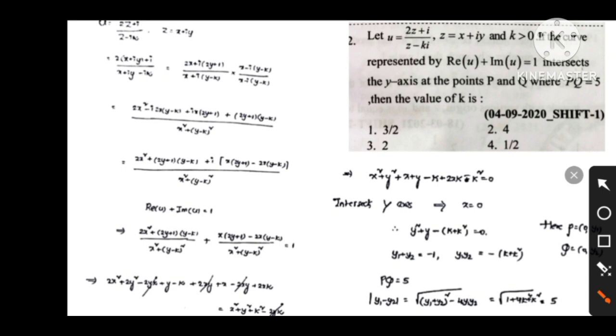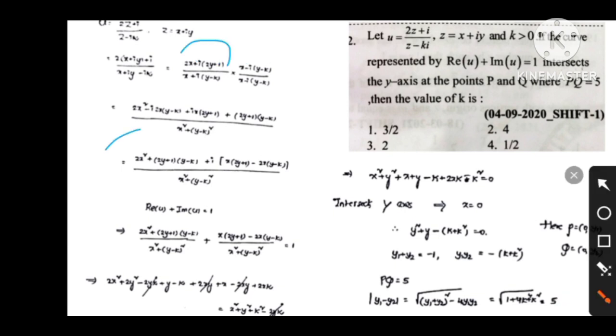Now in the next step, do the rationalization. What is the denominator term here? You have x plus i of y minus k. So apply the conjugate, x minus i of y minus k. Now multiply all the values here. Multiply the values like that: 2x into x is 2x square, i into x.